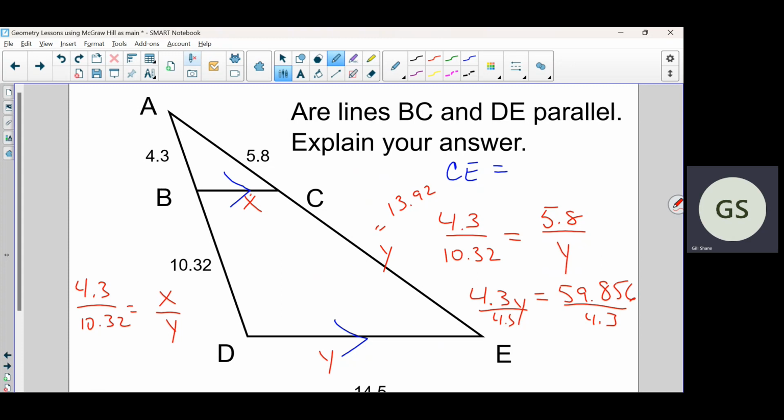This is a side of the big triangle. So again, the bottom numbers should be from the big triangle. Y is part of the big triangle, so I can put Y on the bottom. Is 10.32 one of the sides of the big triangle?